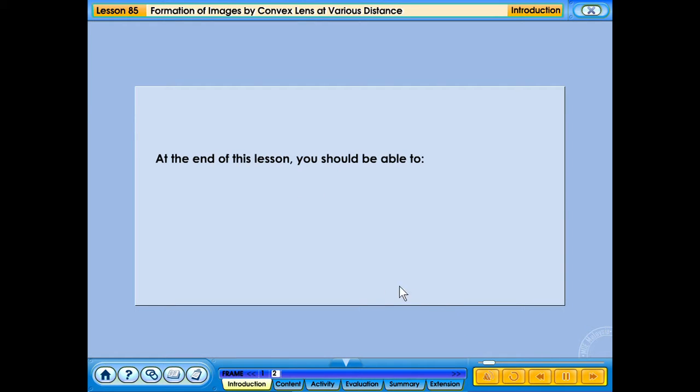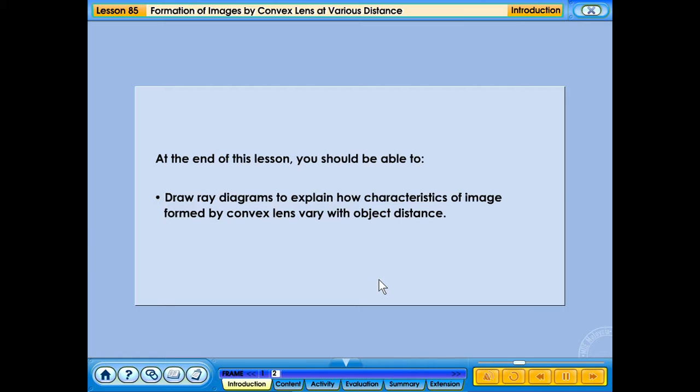At the end of this lesson, you should be able to draw ray diagrams to explain how characteristics of image formed by convex lens vary with object distance. Determine the focal length of a convex lens.